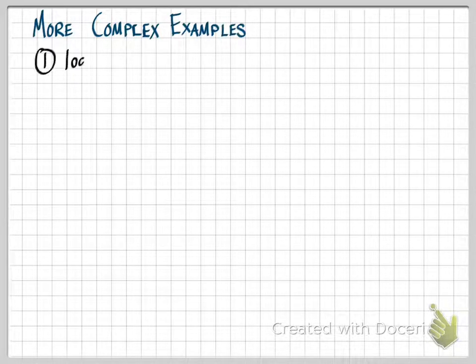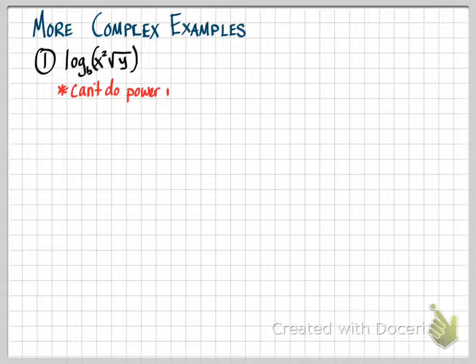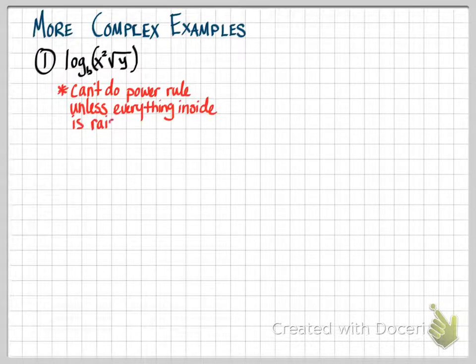These complicated examples require multiple uses of the rules, and there is an order that has to be followed. So if you look at log base b of x squared times the square root of y, you see a power, x squared. There's a product, x squared times the square root of y, and then of course the square root of y is also a power. But what's really important is that you have to do the power rule after you separate things, because you can't do the power rule unless everything inside is raised to the same power. I can't drop the 2 out in front because the square root of y is not to the second power.